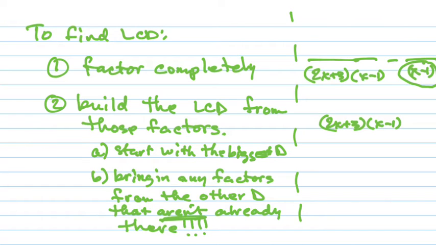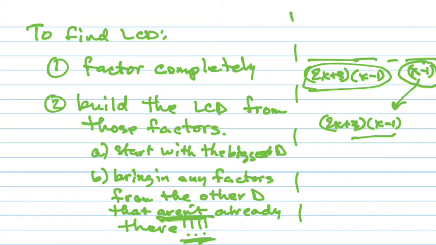So to factor completely, build the LCD from those factors: start with the biggest denominator, and bring in any factors from the other denominators that aren't already there. So here we put in our biggest denominator. That x minus 1 was already there, so we didn't need another one. Again, if you make it too big, you're going to have problems.